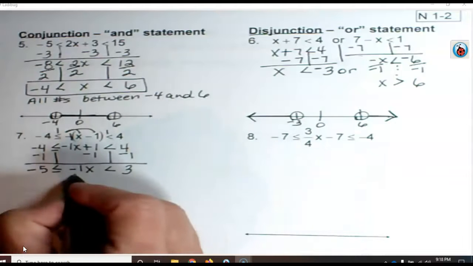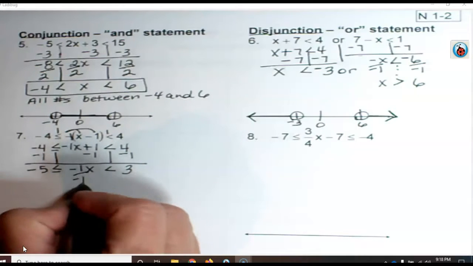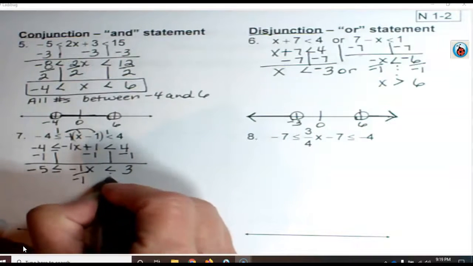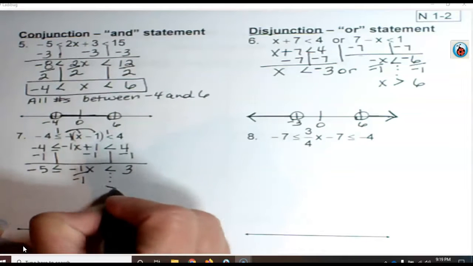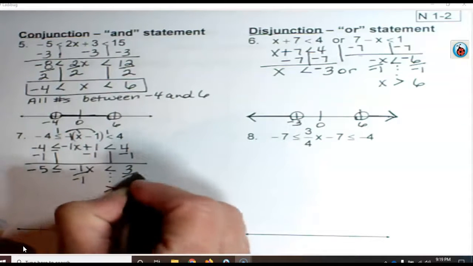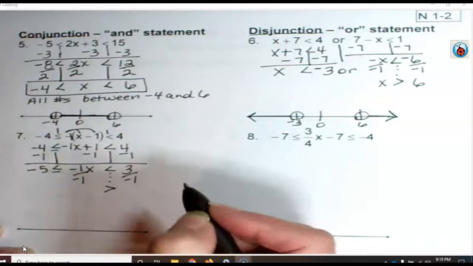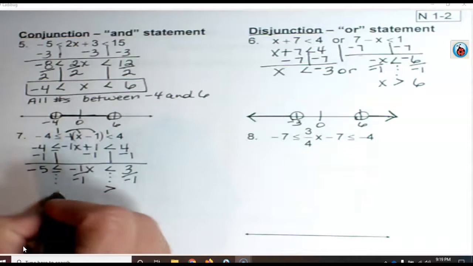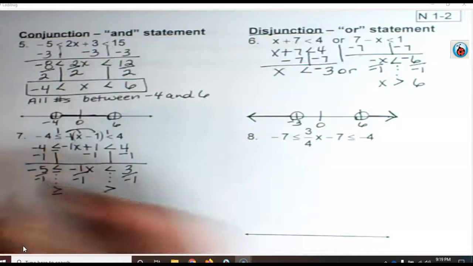Okay, I've got to get rid of the negative 1 here. It's multiplication, so I've got to divide by a negative 1. So here's where I'm going to go: ding, ding, ding, because I'm dividing by a negative, flip that thing and divide by negative 1.